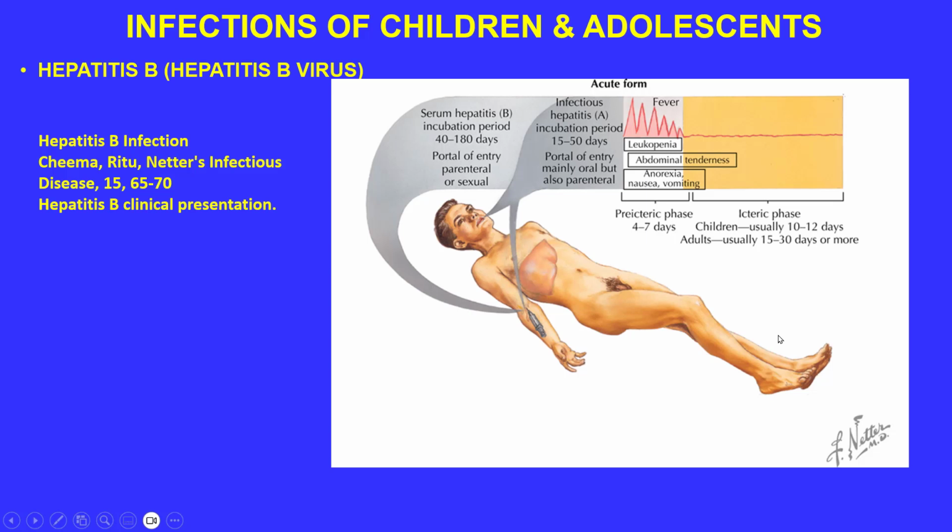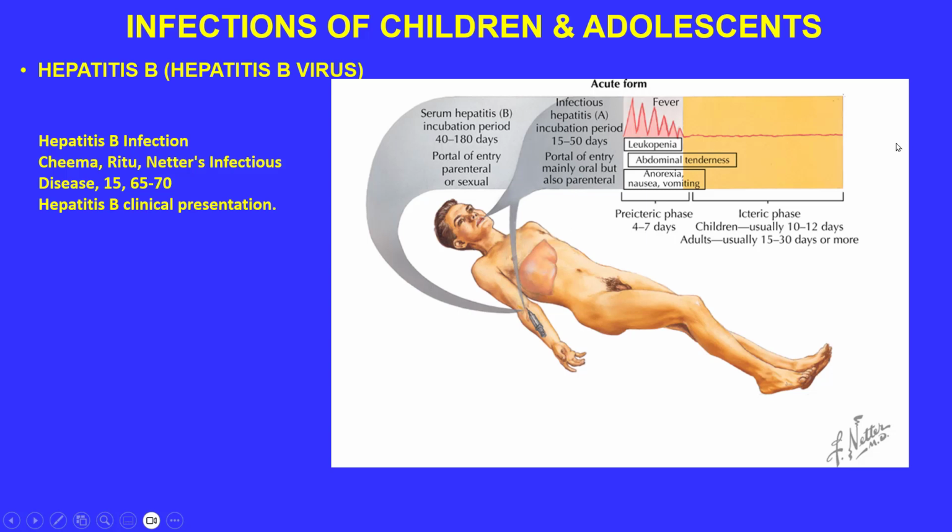So finally, in the hepatitis B clinical representation, this is what you're looking at. Serum hepatitis B incubation period 40 to 180 days. Portal of entry is either parenteral or sexual. Infectious hep A, its incubation period is 15 to 50 days. Portal of entry, mainly oral, but also parenteral.